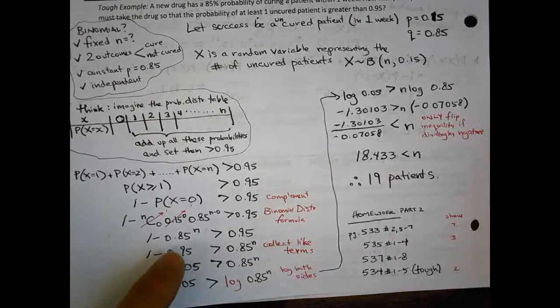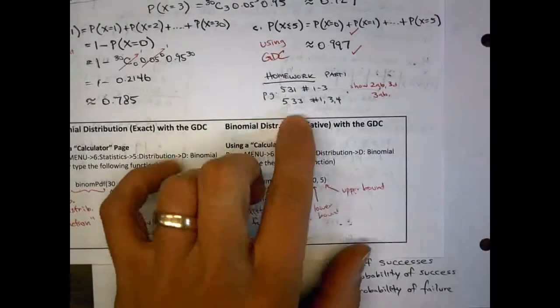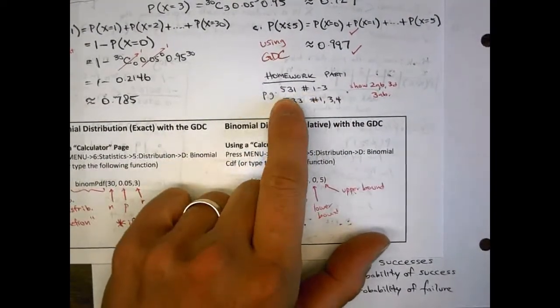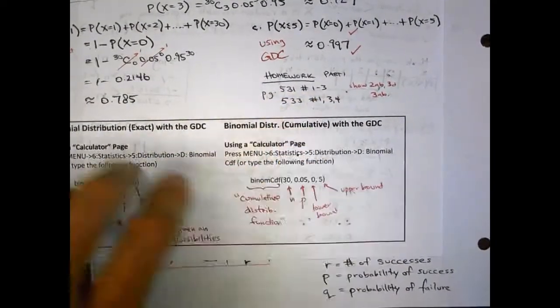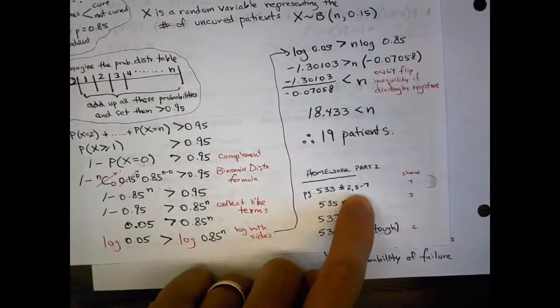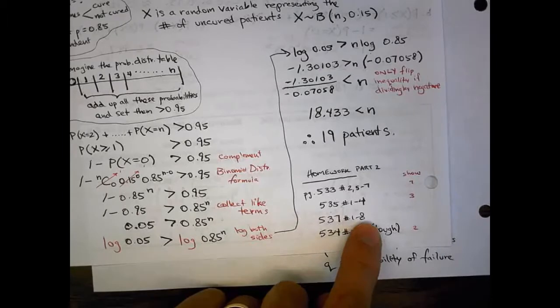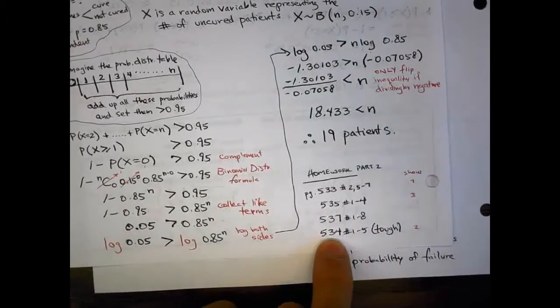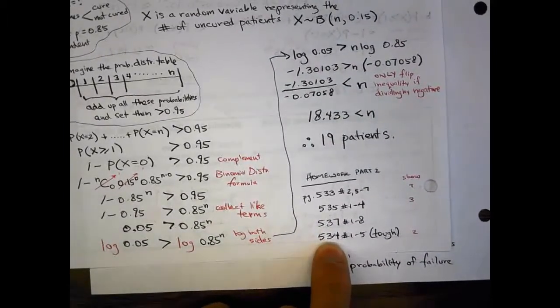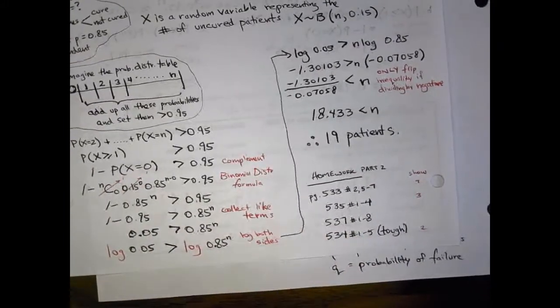And so your homework for this long section on the binomial distribution is, first of all, from the first half of the lesson, part 1: page 531, number 1 to 3, 533, number 1, 3, 4. And then the second part of the lesson, you have page 533, number 2 and 5 to 7, page 535, number 1 to 4, 537, number 1 to 8. And if you want some questions that mimic this last difficult question, that would be page 534, number 1 to 5. Good luck with all that, and we'll see you next time.